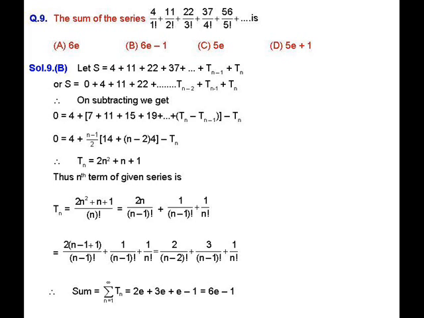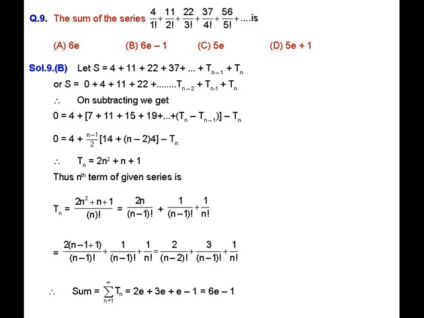So the numerator of the nth term of the series will be 2n square plus n plus 1. So we have the nth term Tn equal to 2n square plus n plus 1 divided by n factorial. This term we can write as 2n divided by n minus 1 factorial plus 1 upon n minus 1 factorial plus 1 upon n factorial. Again rewrite the first term as 2 times n minus 1 plus 1 divided by n minus 1 factorial, and the other terms as they are.